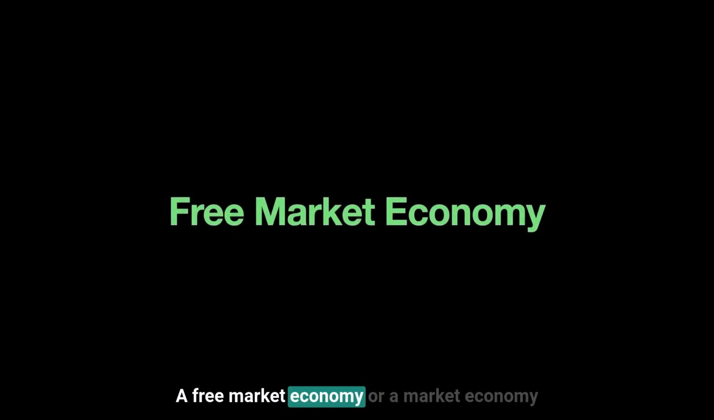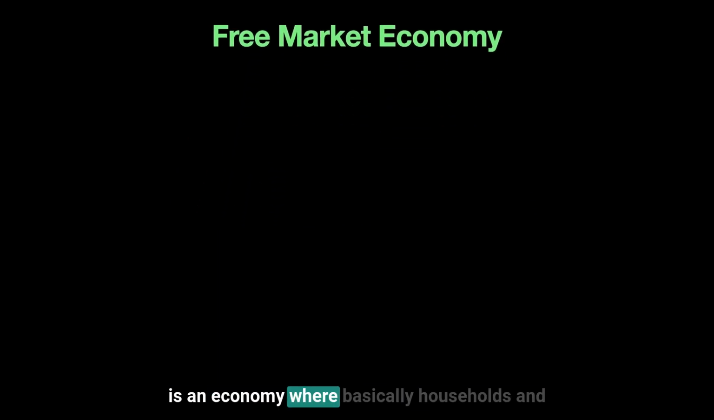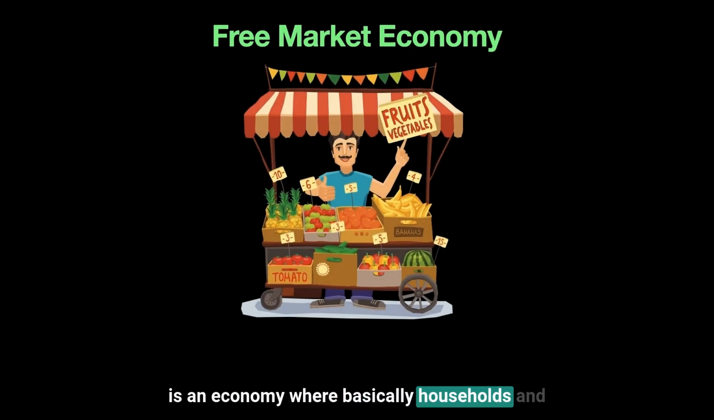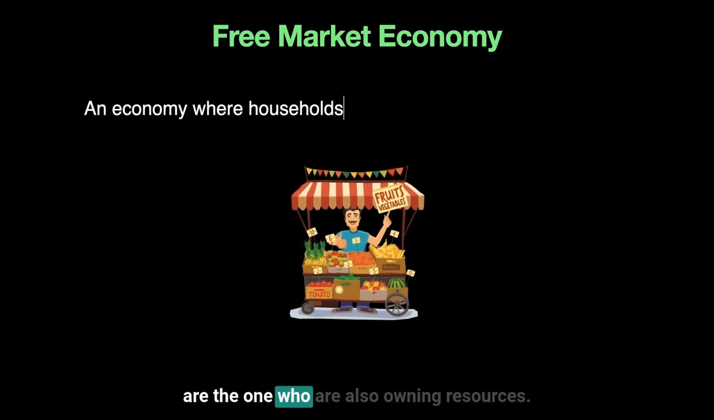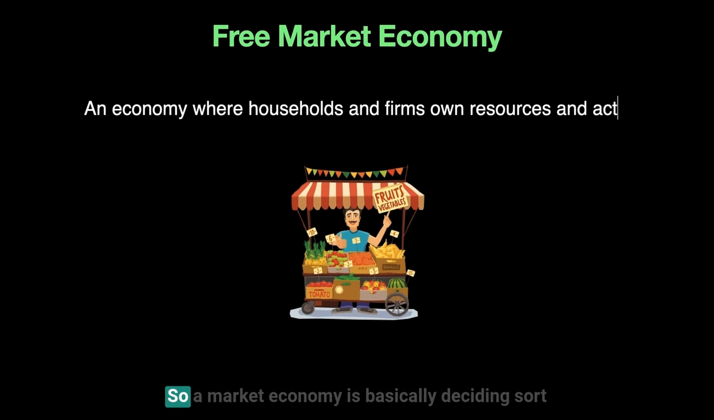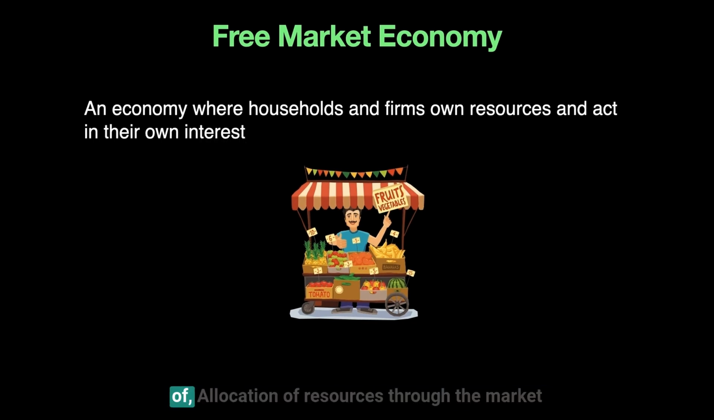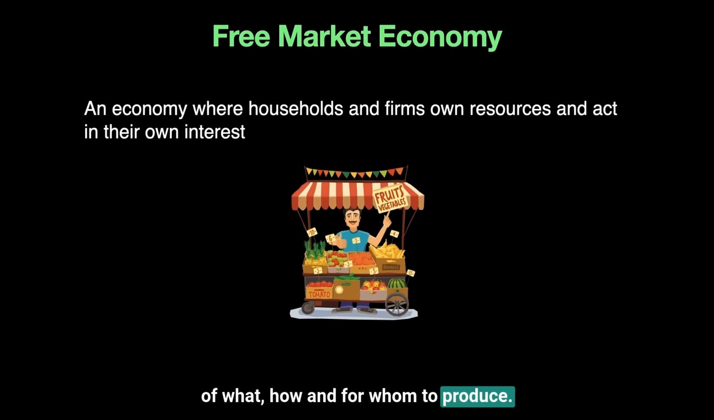A free market economy, or a market economy, is an economy where households and firms act in their own interest, and they are also the ones owning resources. A market economy decides the allocation of resources through the market forces of demand and supply, which we'll talk about in a little while. Through these market forces, it tries to answer the three economic questions of what, how, and for whom to produce.